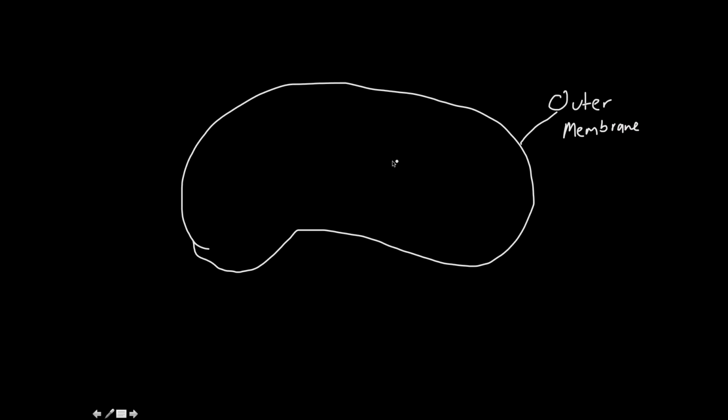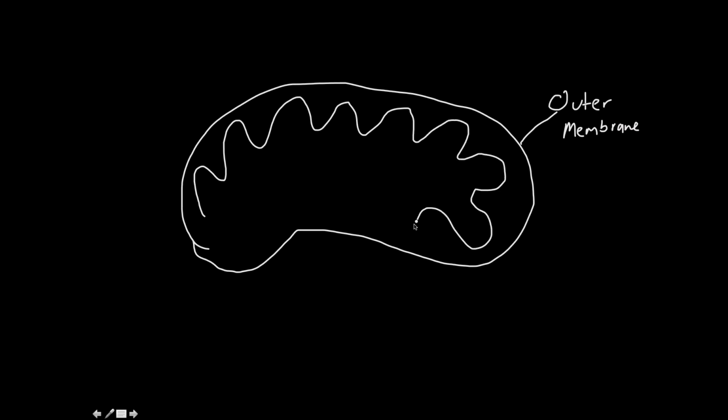Now remember, the mitochondria has a double membrane. So the inner membrane is not just going to be like we did with our chloroplast where we drew the second inner membrane here. We're actually going to draw it with folds. So it has folds like this. So that will be our inner membrane.